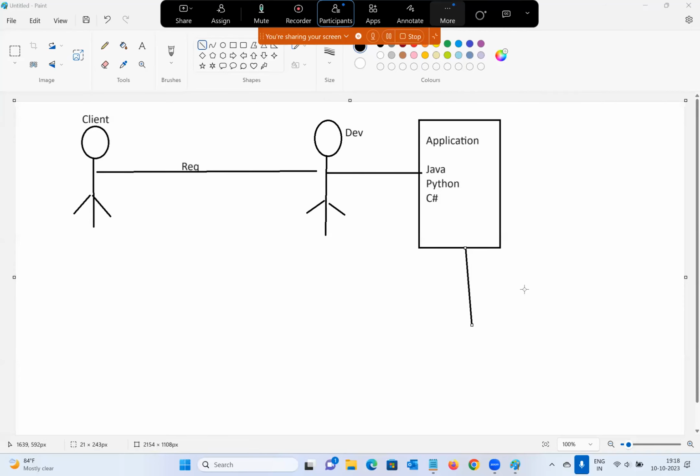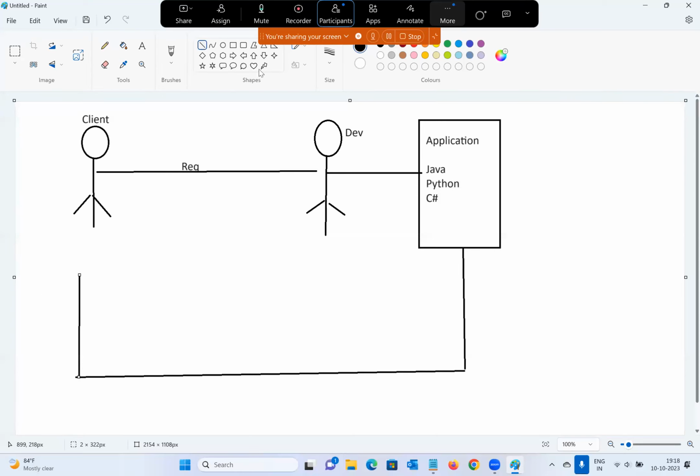After completion of development, before the application is sent back to the client, the testing engineer's job will start. So let me write. The testing engineer's job will start after completion of development, before it is delivered to the customer.